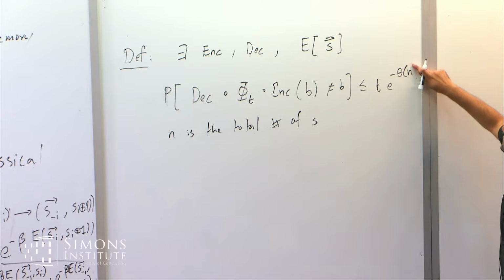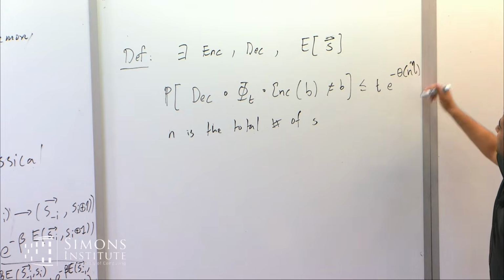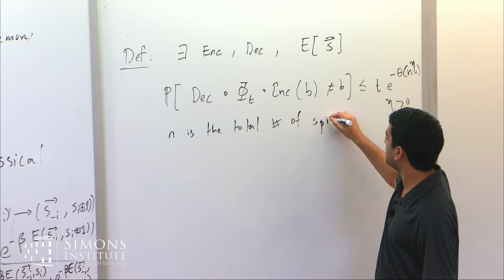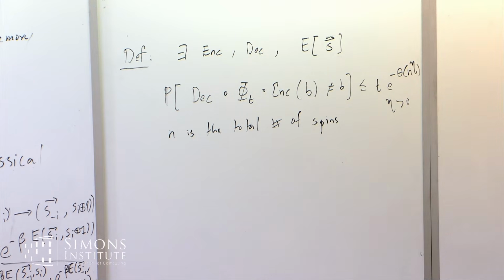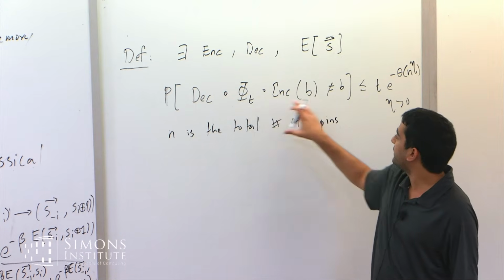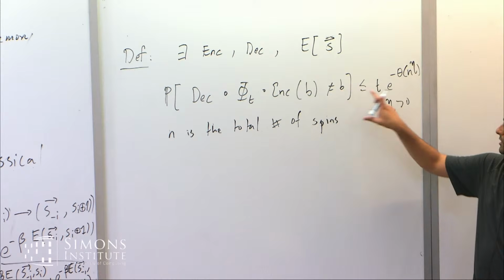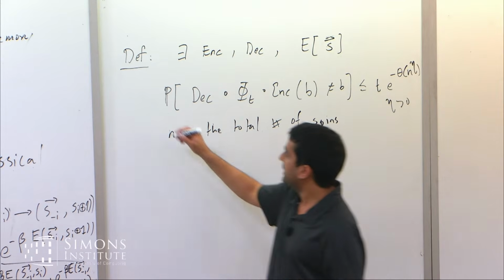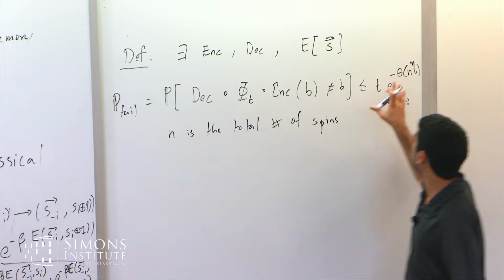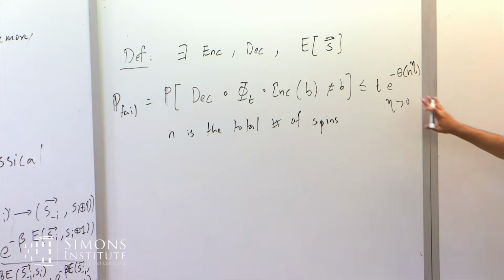Yeah, n to the eta, sorry. Eta is some constant greater than 0, and n is the total number of spins. Okay? So basically, we want this probability of failing to decode to be very, very small, right? And we want this to be true, so I call this p-fail.